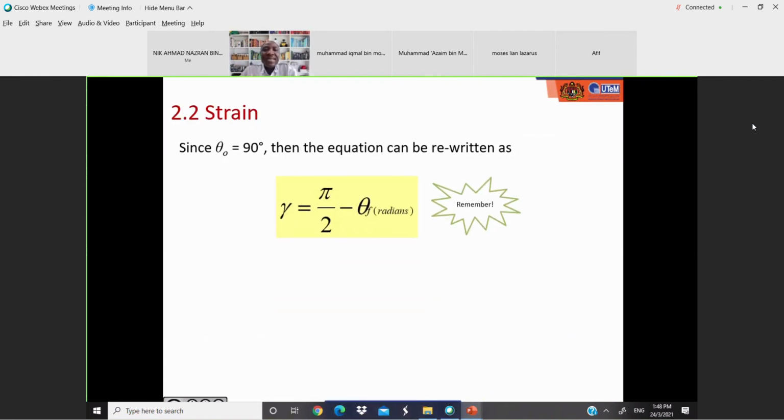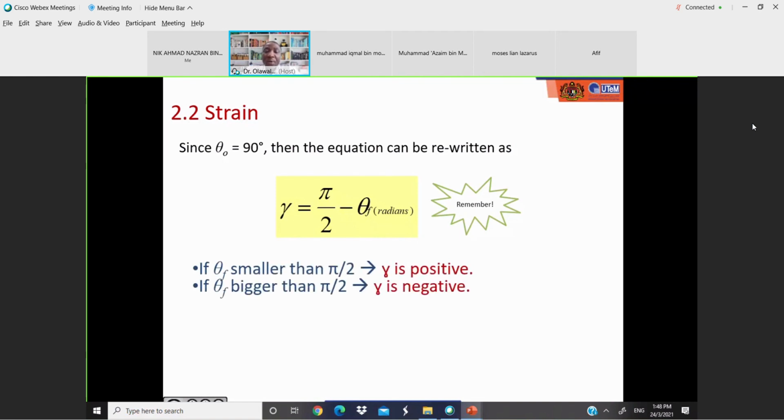So since your original angle is 90 degrees, then you can rewrite this like this, which is pi over 2, which is 90 degrees in radians, minus your final angle in radians. And with that, if your final angle is smaller than your original angle, it's going to be positive. If your final angle is bigger than your original angle, your strain value is going to be negative. This is to tell you that your shear strain could either be positive or negative, if it is in compression or in tensile.